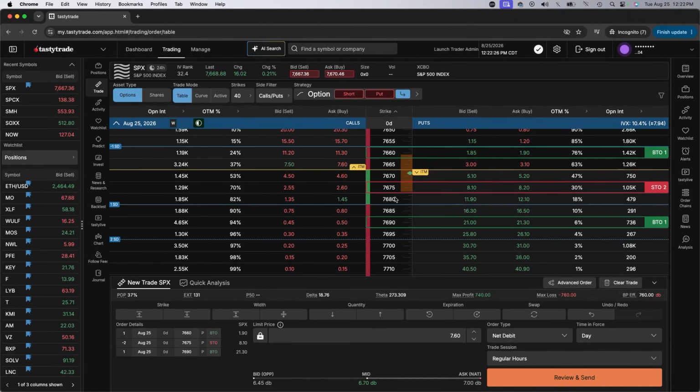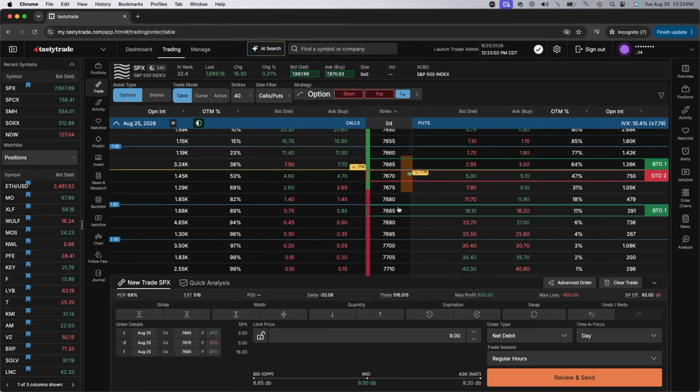So as the index moves up and down around these strikes, the embedded butterflies are going to have maximum values wherever the index is. Okay, so for example, let's look at this one. With the index at 7669, the 65, 70, 75 put butterfly is worth 95 cents. Let me move this up to this butterfly. This 75, 80, 85 is only worth 55 cents.